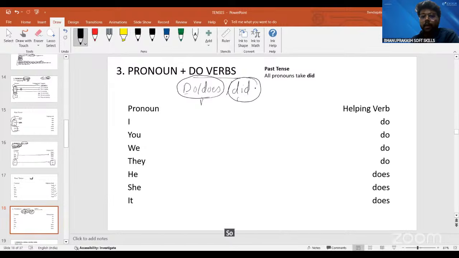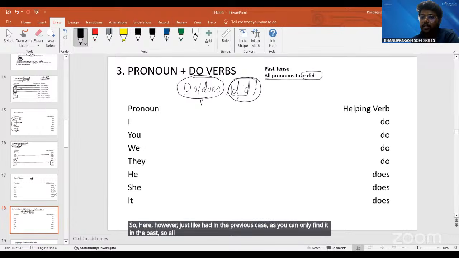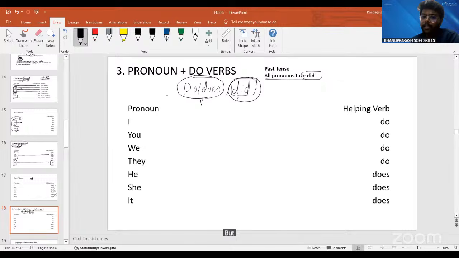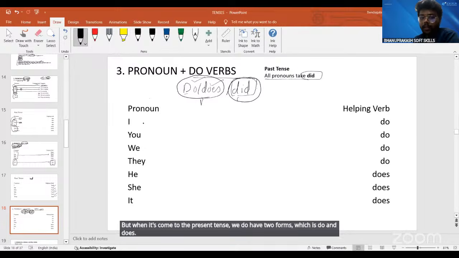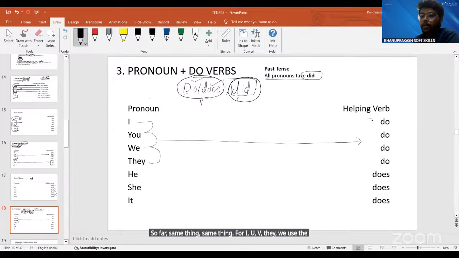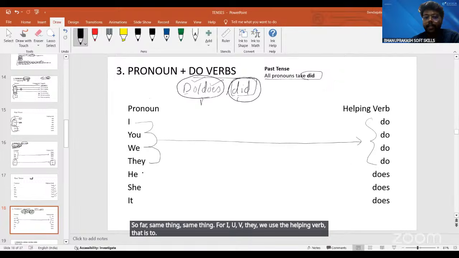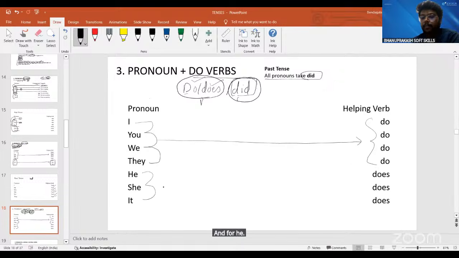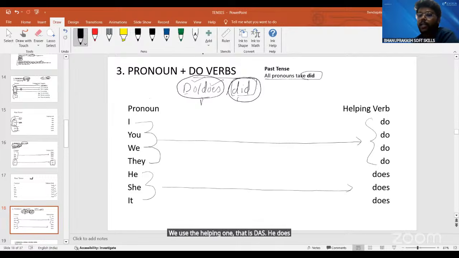So here, just like had in the previous case, as you can only find did in the past, all pronouns take did in the past tense. But when it comes to the present tense, we do have two forms, which are do and does. For I, you, we, they, we use the helping verb do. And for he, she, it, we use the helping verb does. He does, she does, it does. Okay, clear with these do forms?